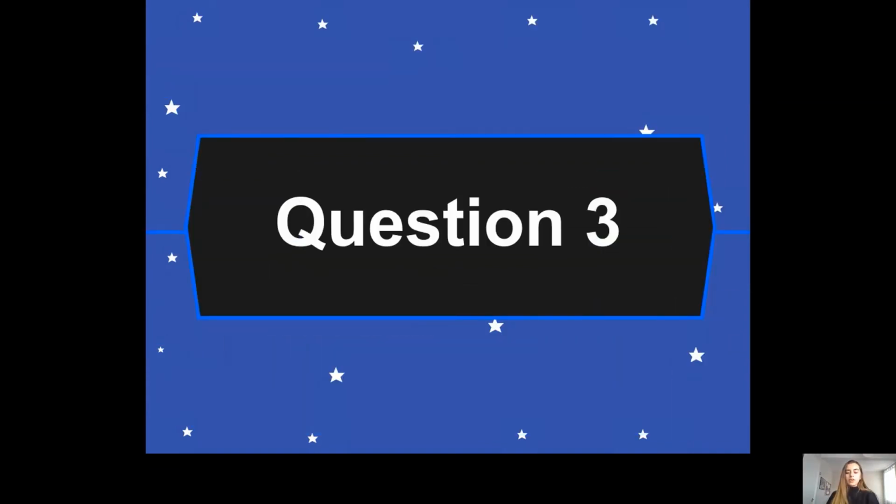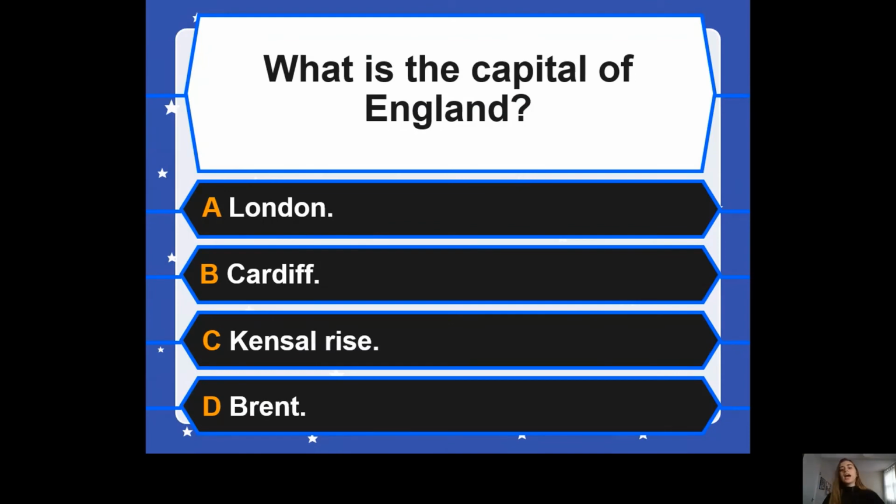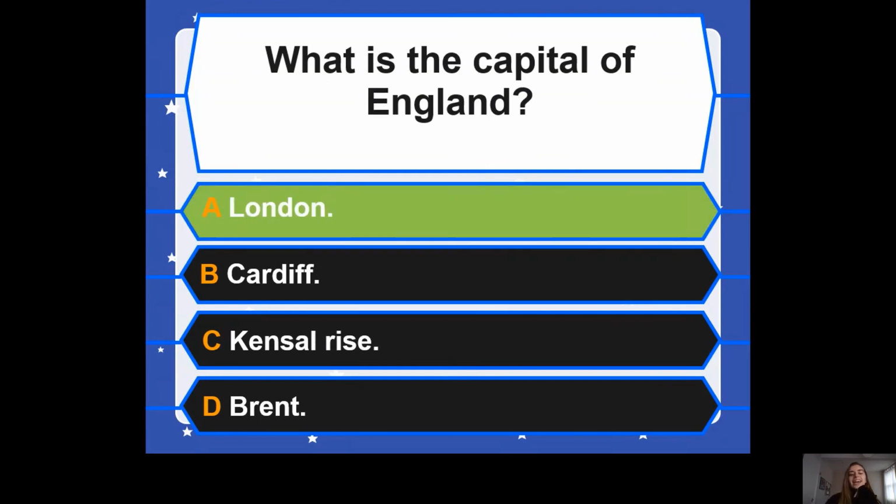Number 3, are we ready? What is the capital of England? This should be a nice and easy one. Is it A, London, B, Cardiff, C, Kensal Rise, D, Brent? Which one of those is the capital city of England? Okay, I'm going to give you 3 more seconds. Hope you all got down an answer. The capital of England is where we live. We all live in London, which is the capital of England. Well done if you got that right.